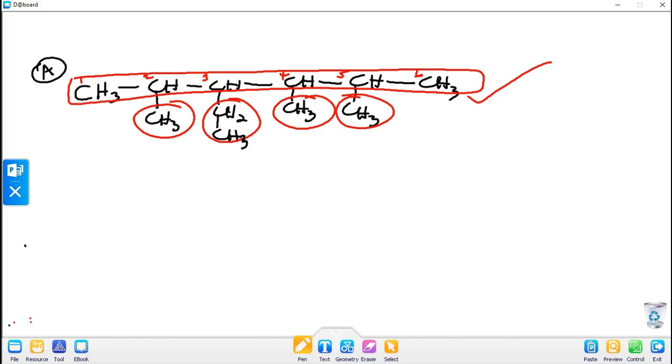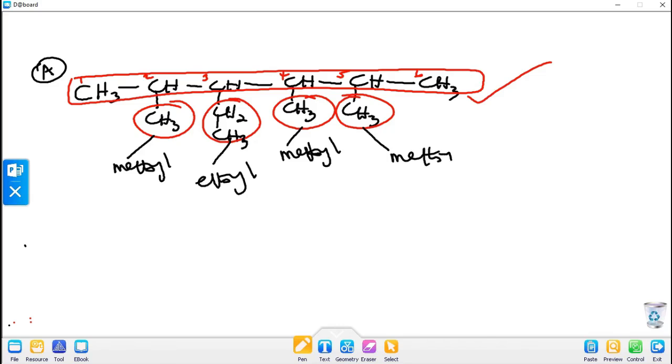Numbering is done in such a way that we will have to consider the side chains. And considering the side chains, we will consider the biggest side chain. As we can see, this is methyl. This is methyl. Methyl is here. This is ethyl. Ethyl is bigger. This is another methyl. And this is a last methyl group. So we have 3 methyls and 1 ethyl.